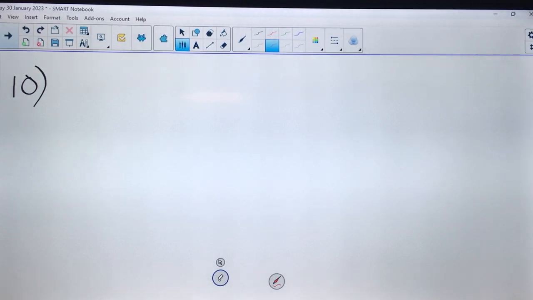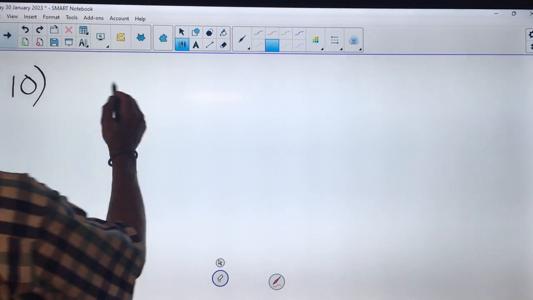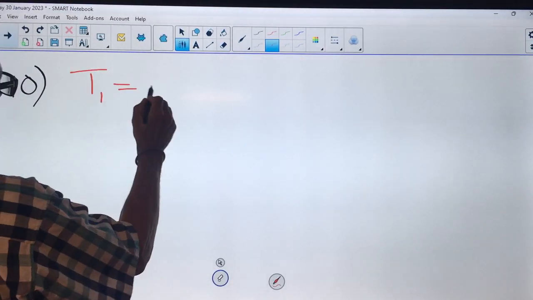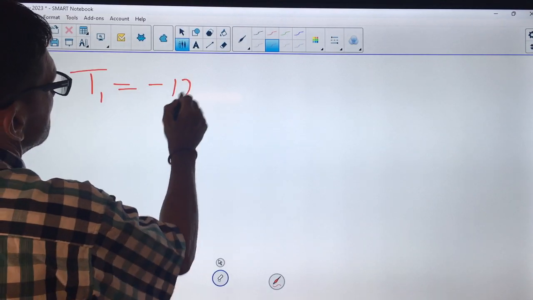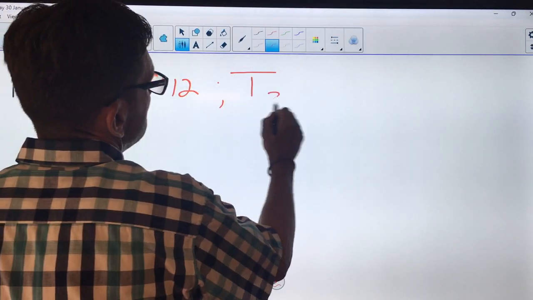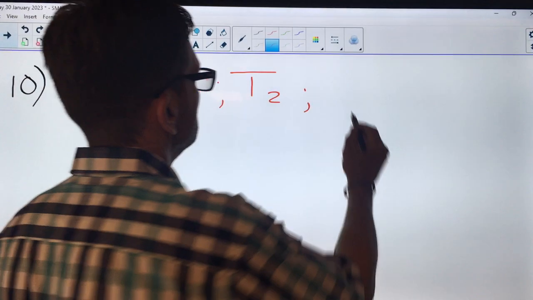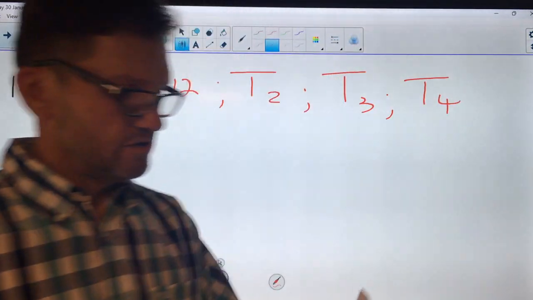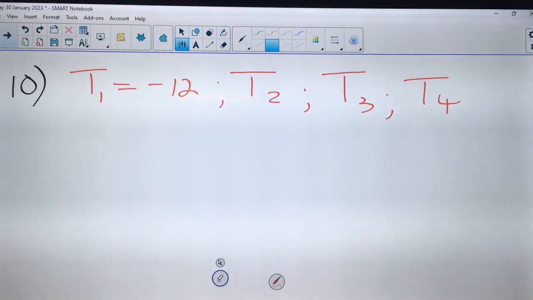It says there, calculate 2 arithmetic means between minus 12 and 15. So this is the method that I would like you to use. So T1 is minus 12. T2 is what we don't have. T3 is what we don't have. And T4 was given to us.